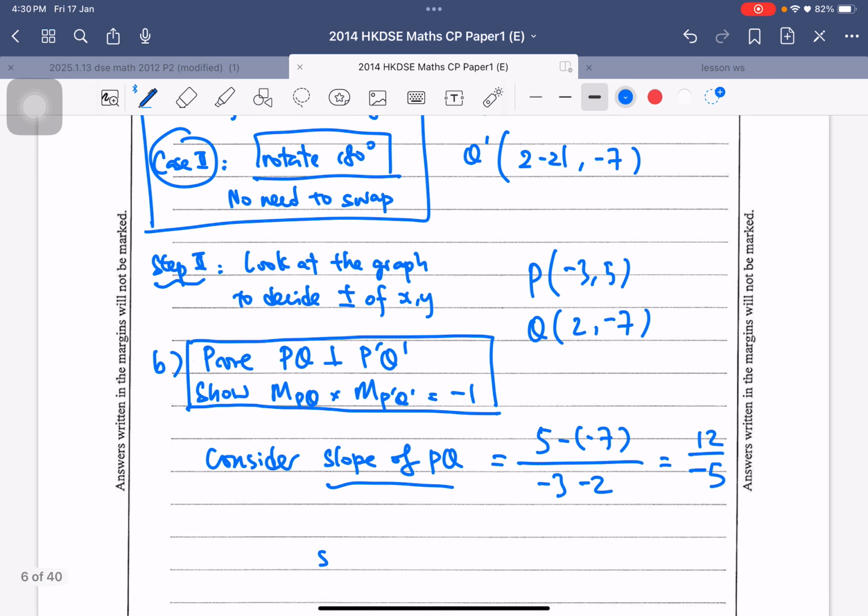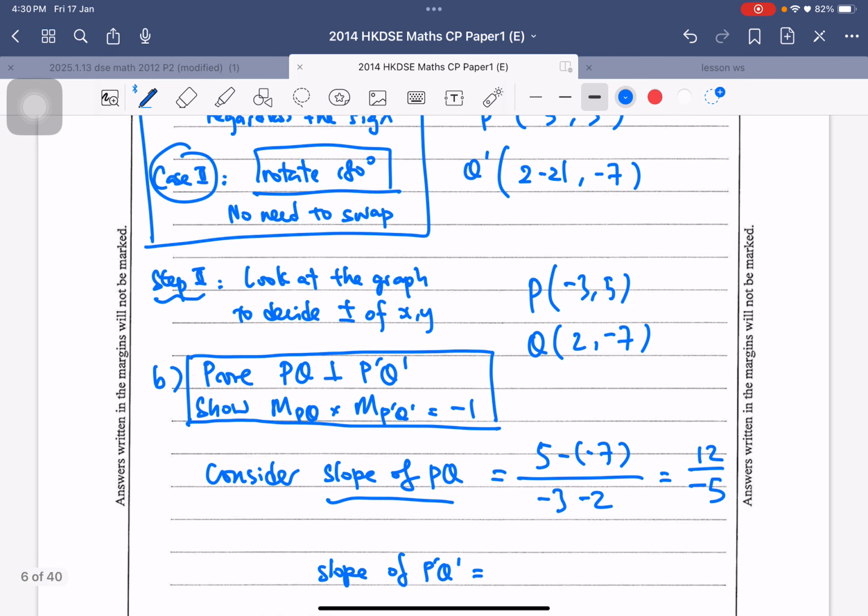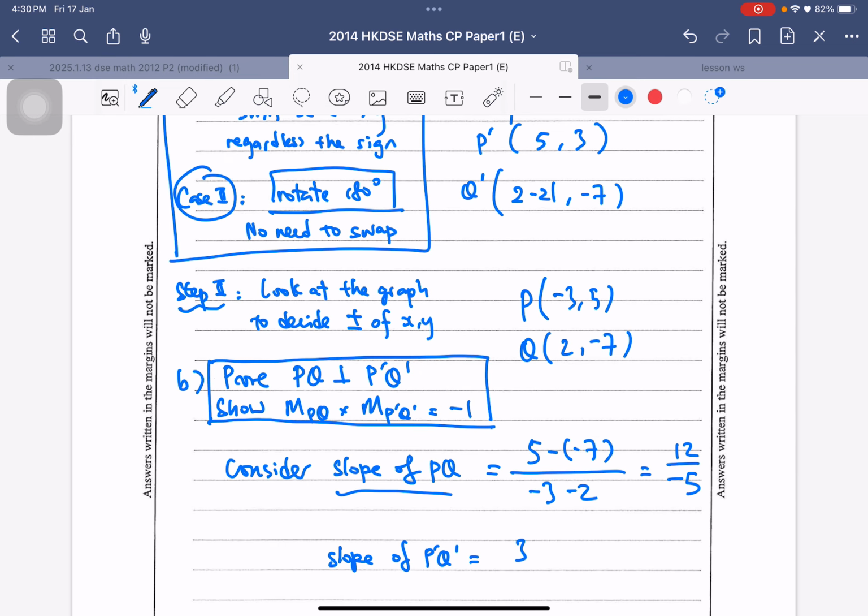Then after that, we need to calculate the slope of P prime Q prime. That's going to be equal to 3 minus -7, divided by 5 minus -19, so giving you 10 divided by 24. Then we have 5 over 12.